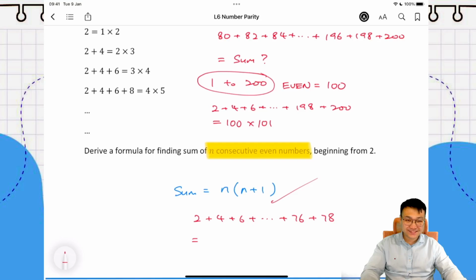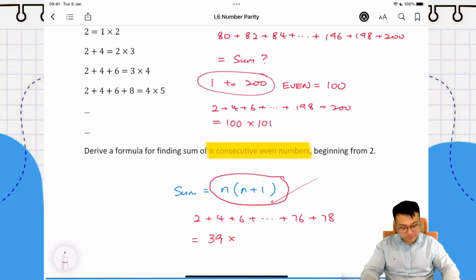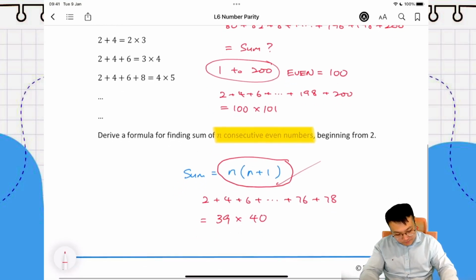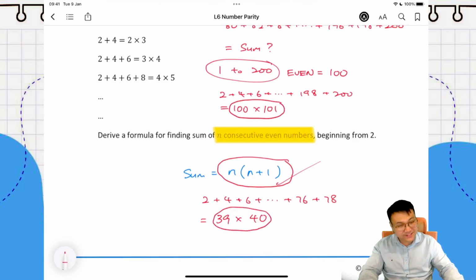78 divided by 2. Correct. 39 times... Use this same formula, Lian. Times... 39 plus 1. Wait, 39? Did you say 39 plus 1 or 49? 39, right? Correct. Very good. So, Lian, what's our final answer? We just need to take this minus this. Am I correct? Yeah. Well done.